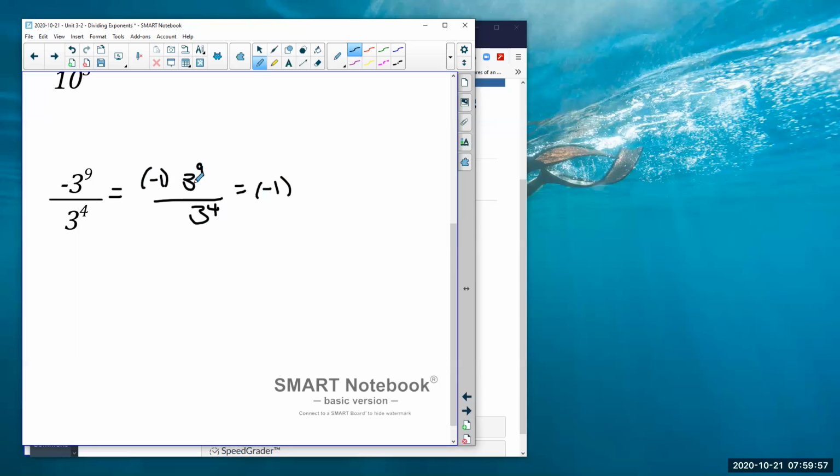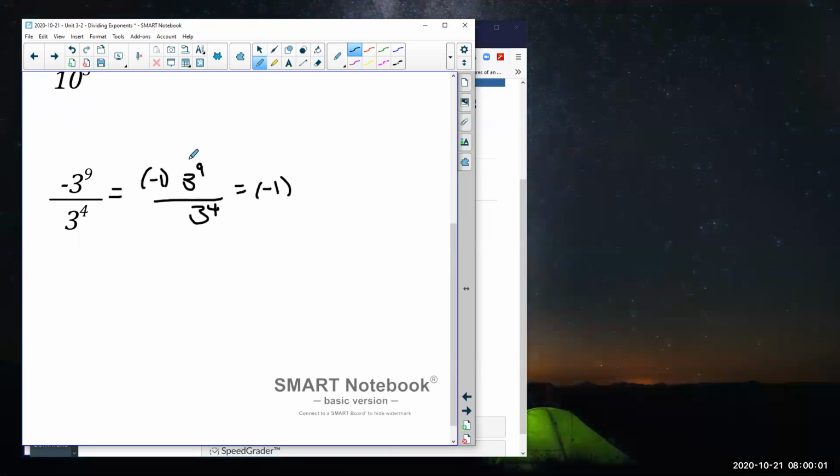And then I can just evaluate this. So this is 3 to the 9th and 3 to the 4th. There's 9 on the top. There's 4 on the bottom. That's going to leave me 5 3s on the top. So 3 to the 5th power on the top. And then I can figure out what 3 to the 5th power is.